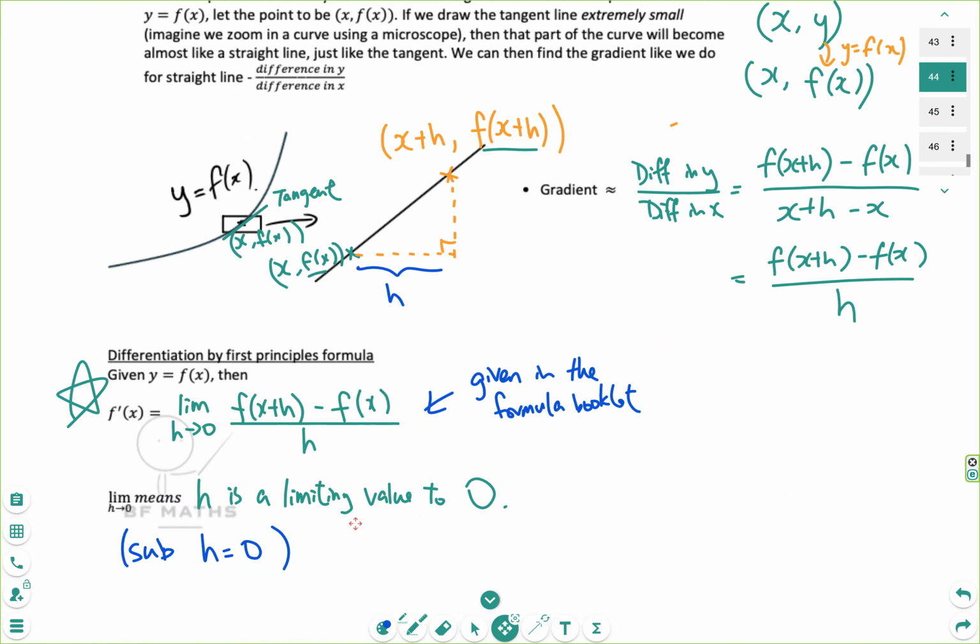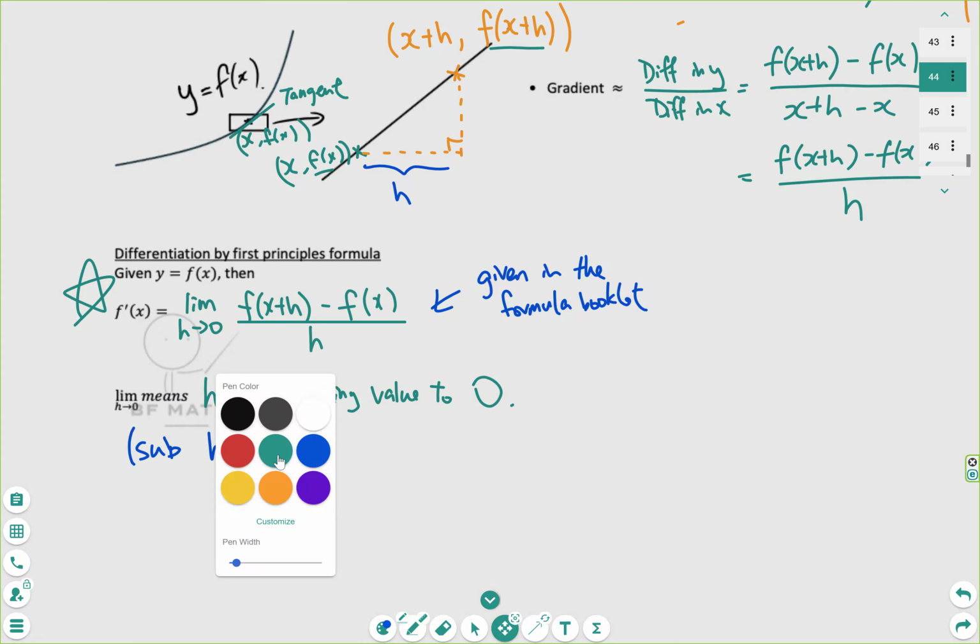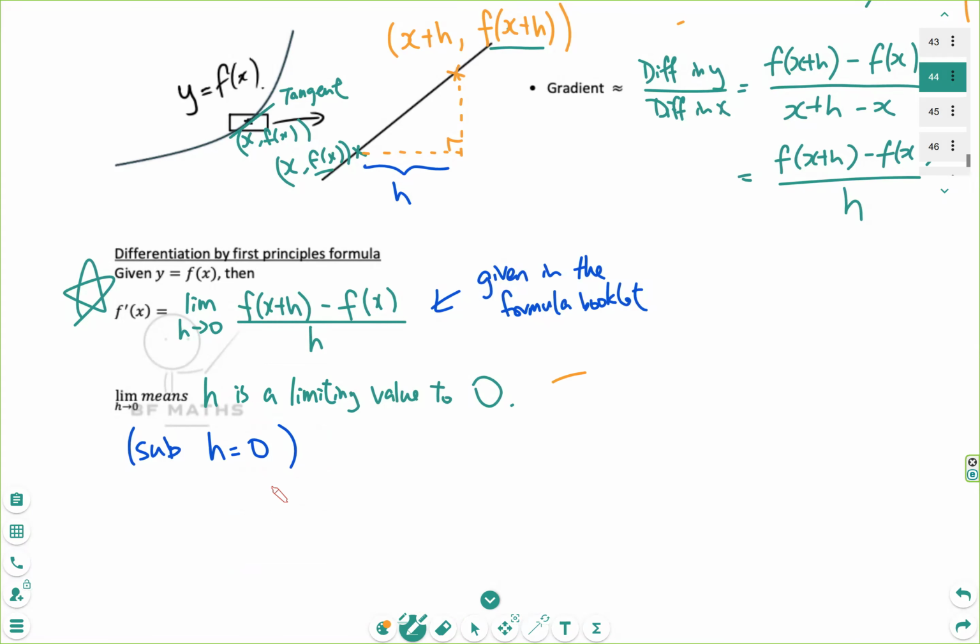All right, so I'll put it in here. Why is that the case? H is limiting to 0 because the tangent is extremely small. I don't know why I write like this, such ugly writing. Extremely small. Okay, right. So here's the formula.